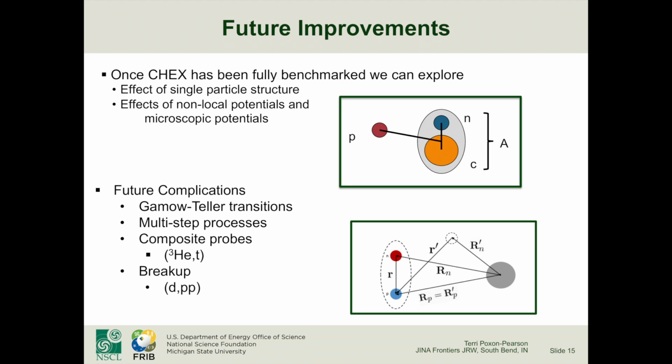Once we've explored this realm of interactions using Fermi transitions, the first thing we'll do is go on to Gamow-Teller transitions. There's a lot of rich physics that we can start to probe there. So that's when you can start looking at changes in spin. In the long term, we'd like to include multi-step processes. So at these lower energies, there could be opportunities for things like multiple scatterings happening, and we want to see if that has an effect. We also want to incorporate composite probes, so things like helium-3, triton, and the breakup of deuteron.